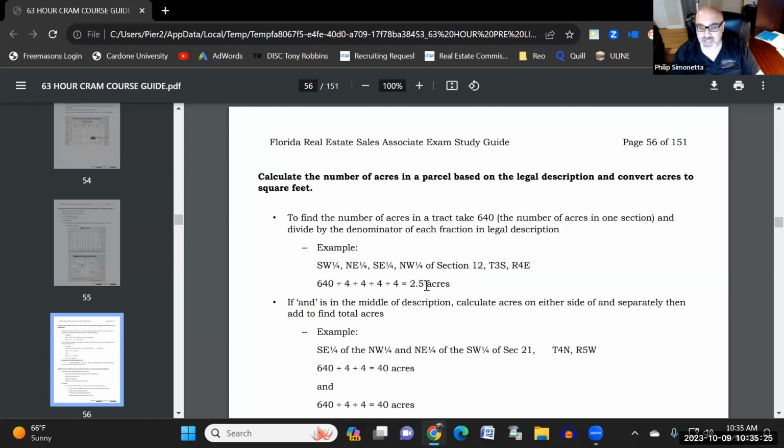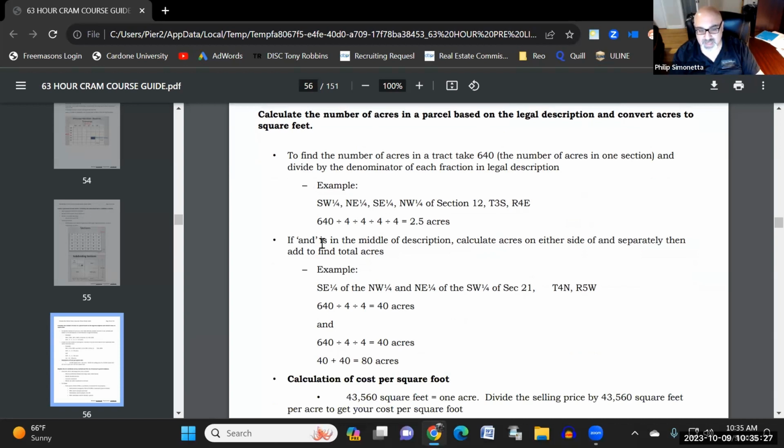Now, remember, if there's an "and" in the middle of the description, you have to calculate the acres on each side of the description and then add the total acres to get the correct answer. An example would be the southeast quarter of the northwest quarter and the northeast quarter of the southwest quarter of section 21, T4N R5W.